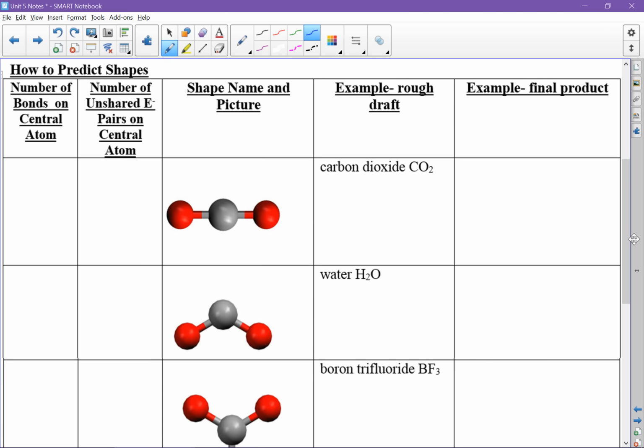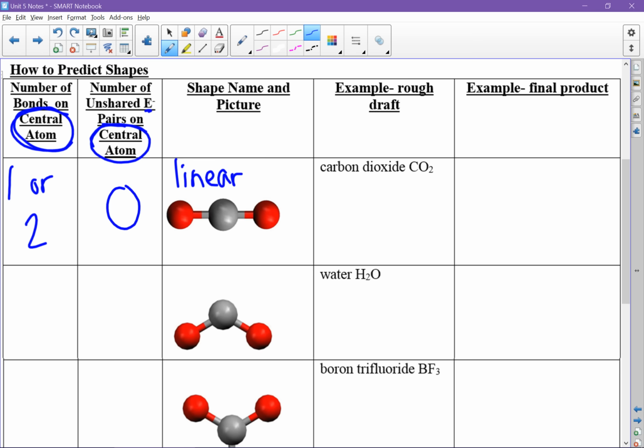Okay? So if you look, this is all about the central atom. So I would highlight or circle that. You're basically just going to look at what's connected to the atom in the middle. What's around the outside doesn't matter. I just want to know what is stuck on the middle. So if you have either one or two atoms, so one or two bonds stuck on it, and no extra electron pairs, then your molecule will come out looking like this. It looks like a line because it literally is a linear shape.